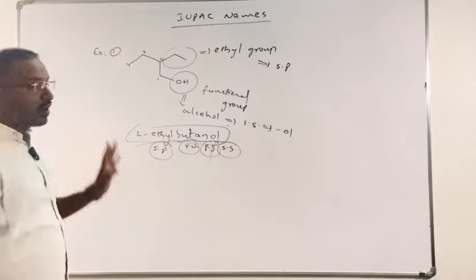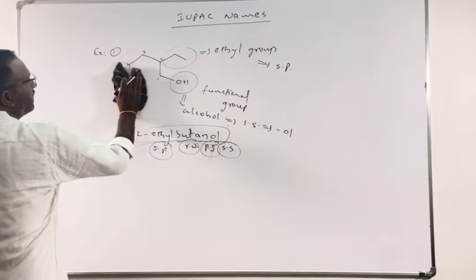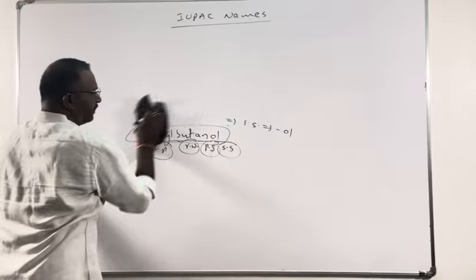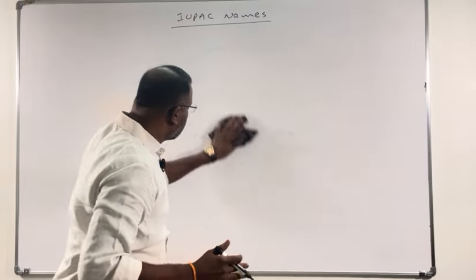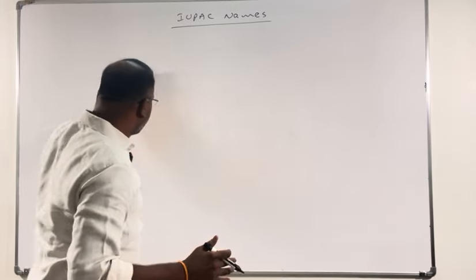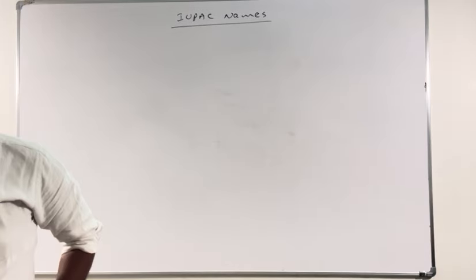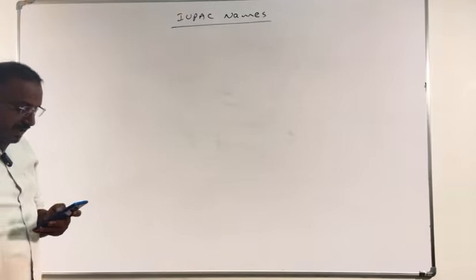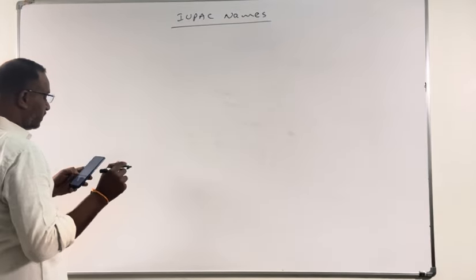This is one example. Like this, let's go for the second example. Once again, I'm saying every IUPAC name has 5 parts. In this example, what we have discussed till now has only 4 parts. Let's go for example 2.